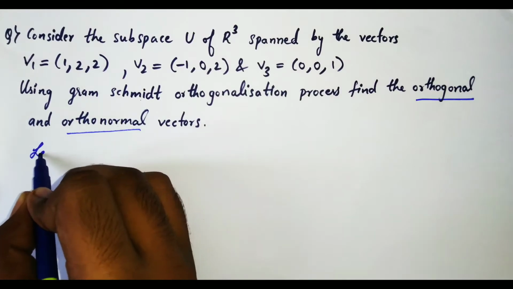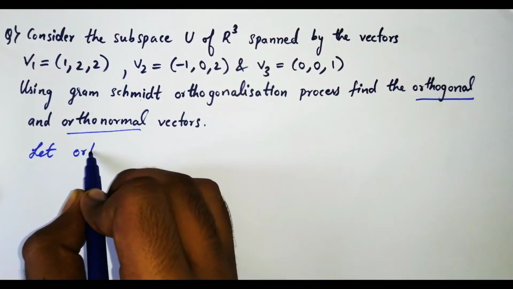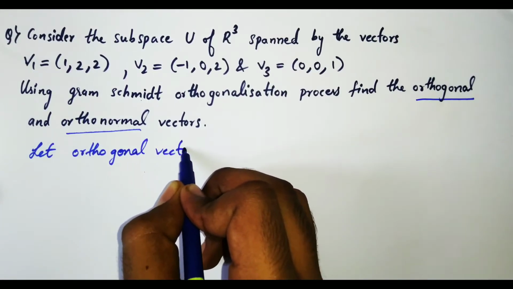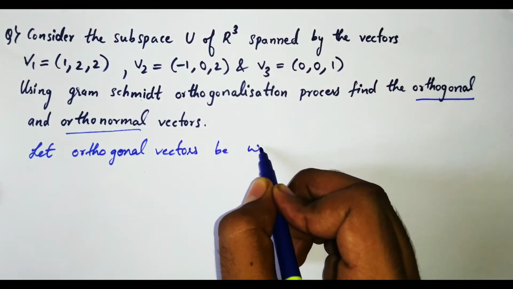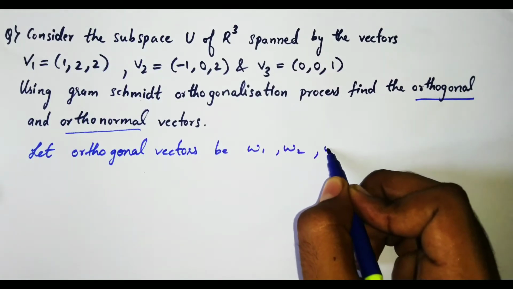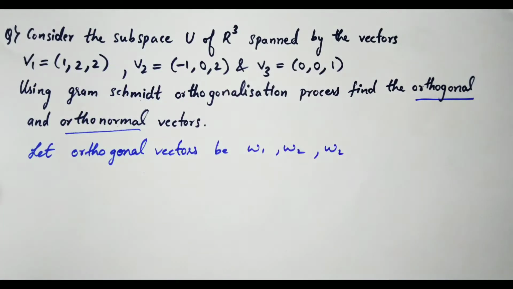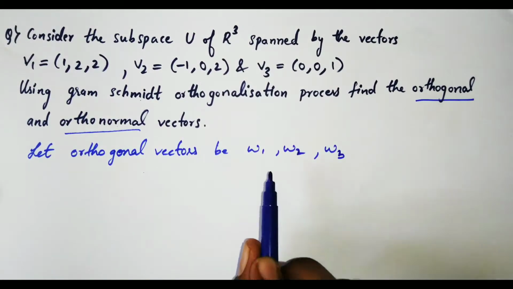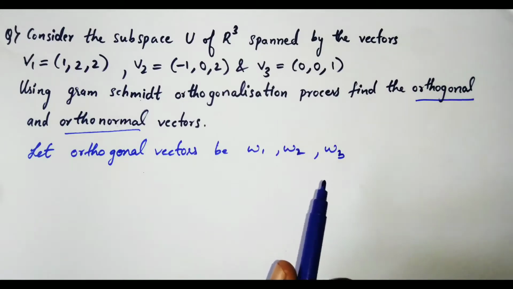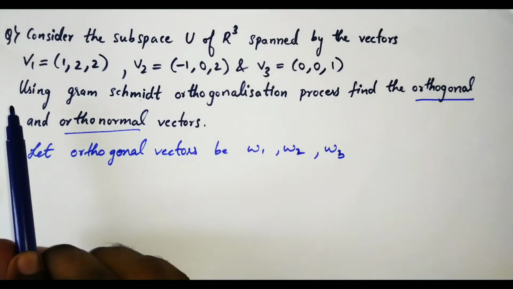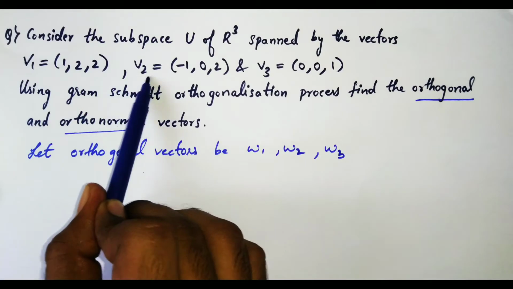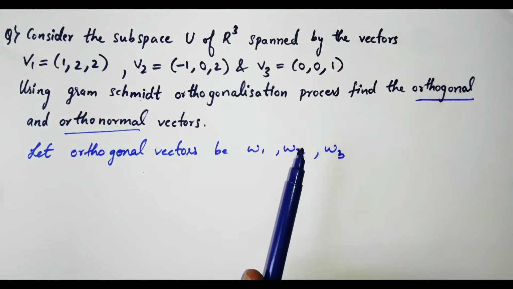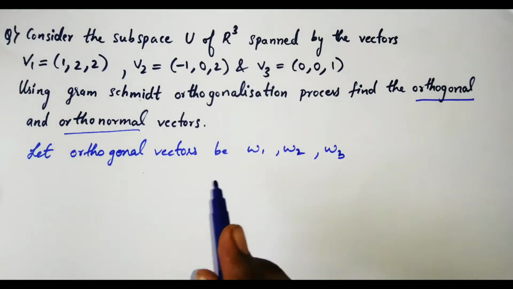Let the orthogonal vectors be w1, w2 and w3. Now we have to find these three vectors. For that we have some formulas, and it is not necessary that the vectors will always be denoted by v1, v2, v3. It can be another alphabet also, so based on that you have to consider the formulas.